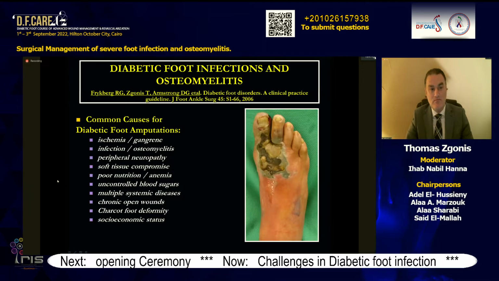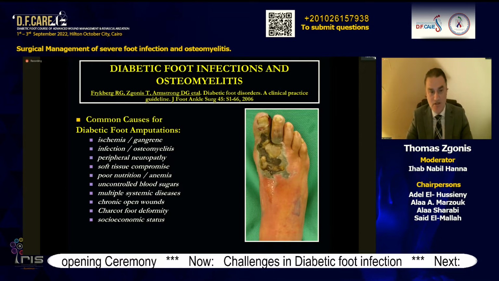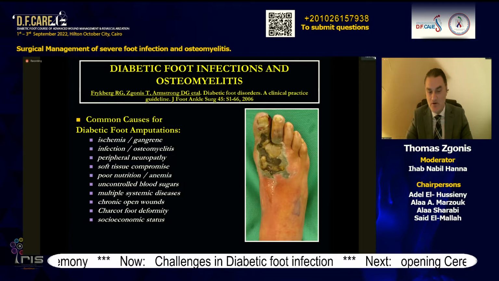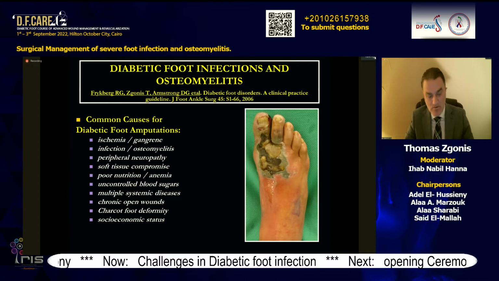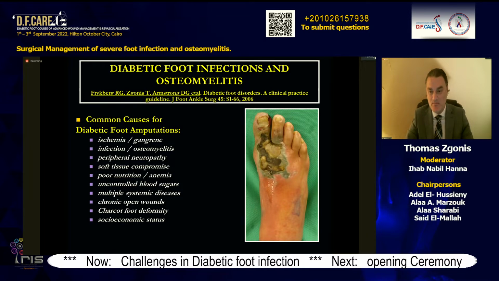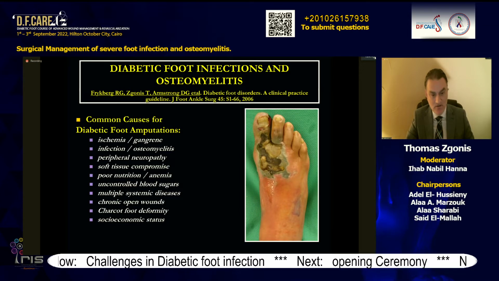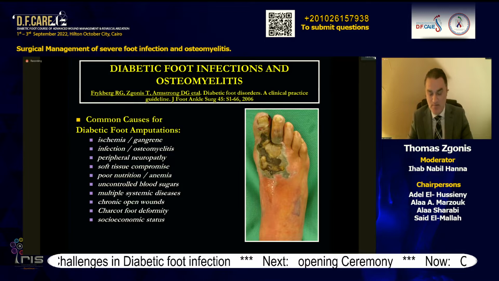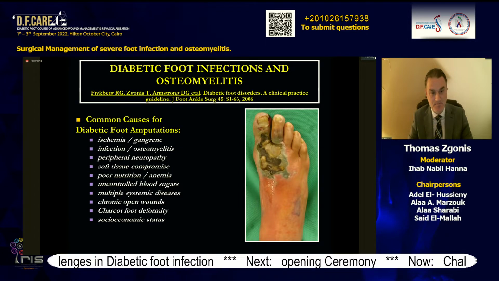So, the most common causes for diabetic foot amputations, as you see here, include ischemia, gangrene, underlying infection, osteomyelitis, peripheral vascular disease, peripheral neuropathy, patients with uncontrolled blood sugars, multiple comorbidities, chronic open wounds, as you heard in the previous lecture, chronic Charcot foot neuroarthropathy, and socioeconomic status.